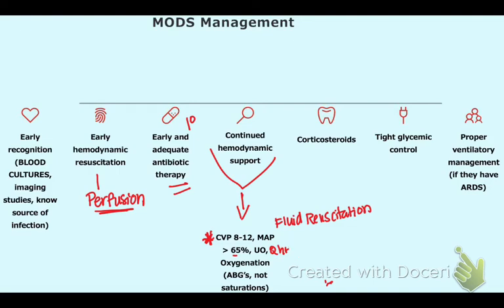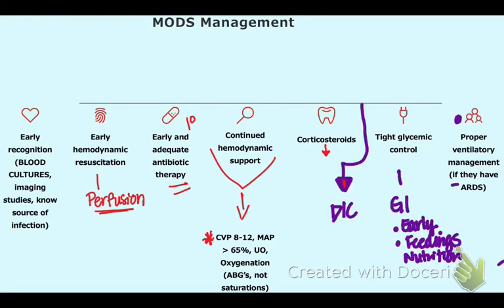We need possibly corticosteroids. Those are anti-inflammatories, right? So in a lot of these distributive shocks, there's an inflammatory response going on. Anaphylaxis is one where we definitely need those corticosteroids. So you might see Solu-Medrol or methylprednisolone or dexamethasone, any of the corticosteroids.